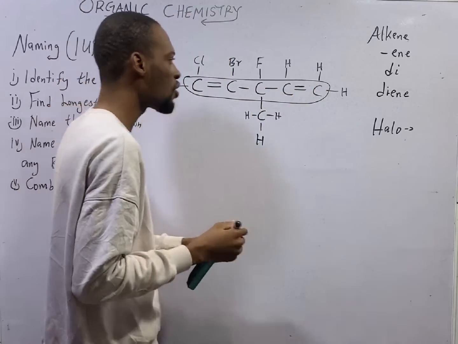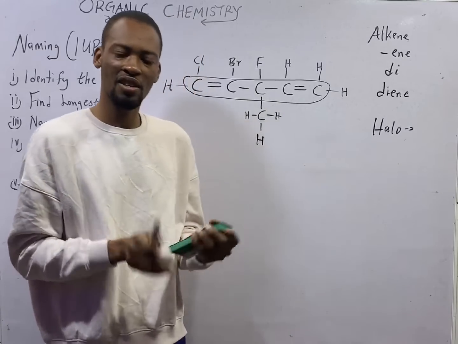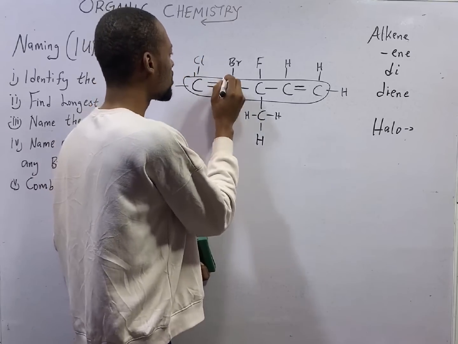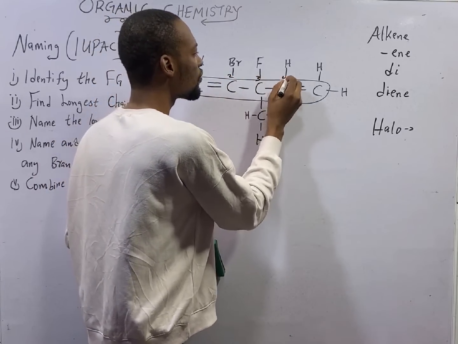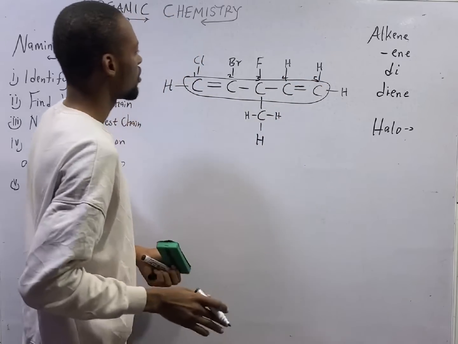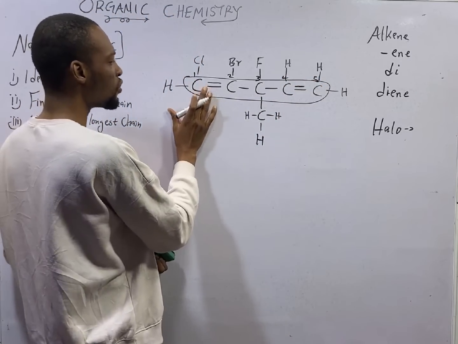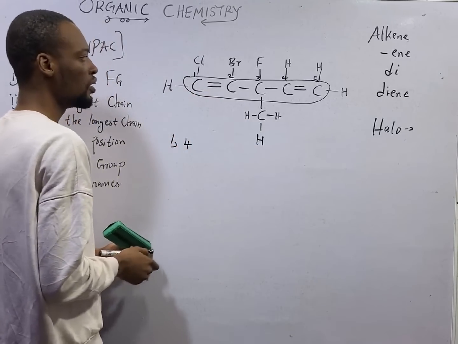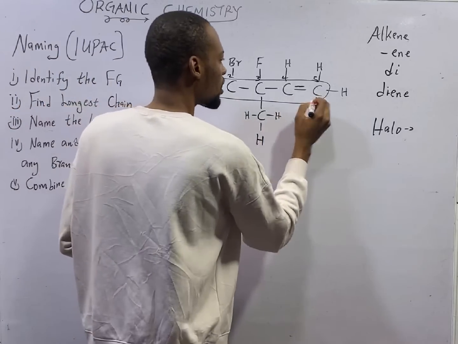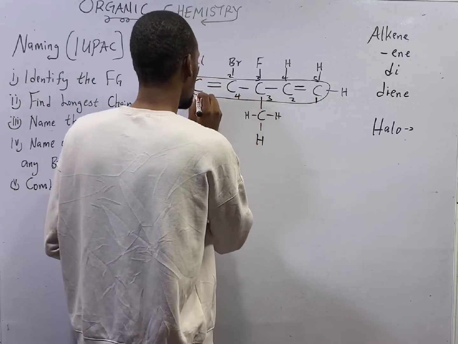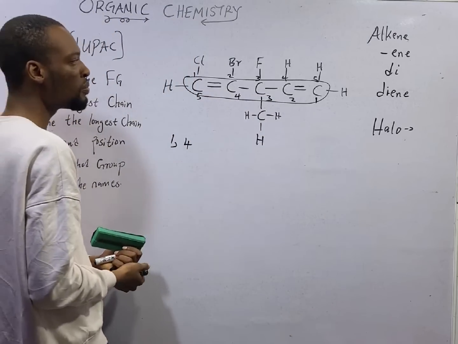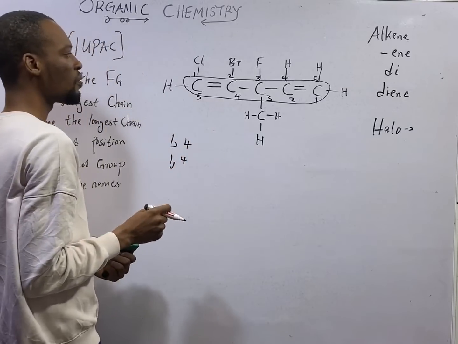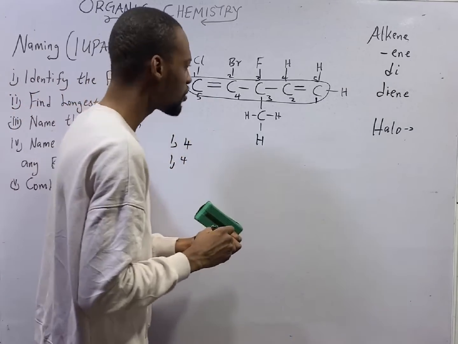Then a second question comes to mind. Where should I start counting from? If you start counting from here, 1, 2, 3, 4, and 5, your functional group or the double bond will be on carbon 1 and carbon 4. If you start counting from the other side, 1, 2, 3, 4, and 5, the double bond will as well be on carbon 1 and carbon 4. But where do you think we should start counting from?